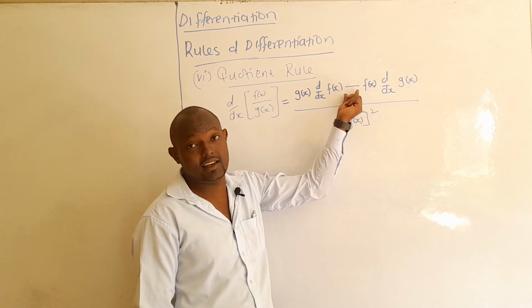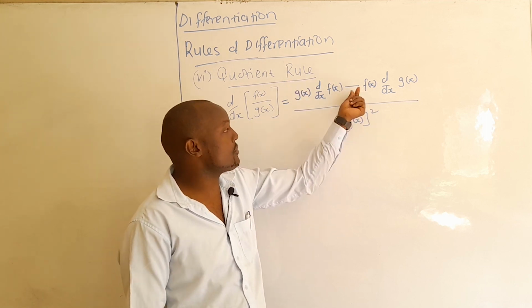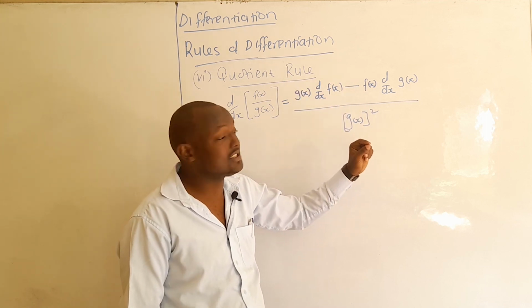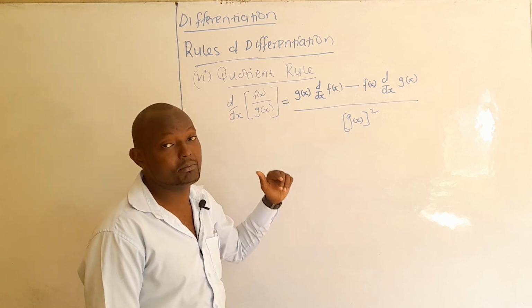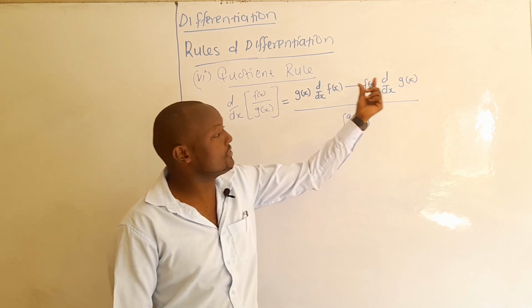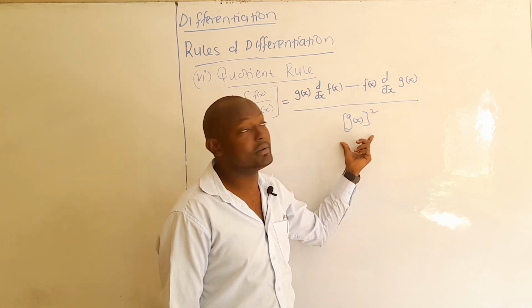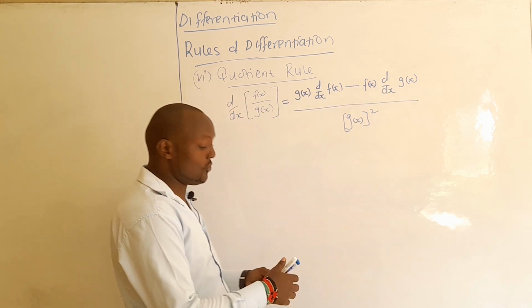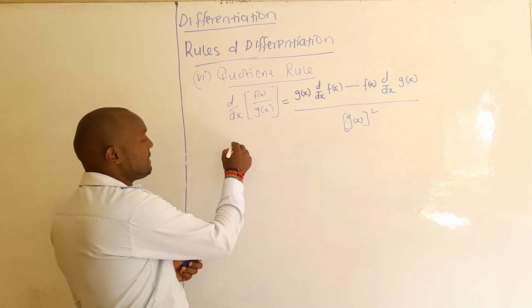Subtraction sign. Unlike the product rule where we are using addition. So in this case, that's why you see the order is very important. So you start with differentiating the numerator, then you differentiate the denominator, all over the denominator squared. So with this one now, we can take just a simple example.